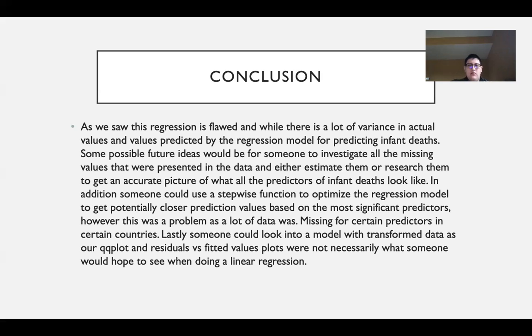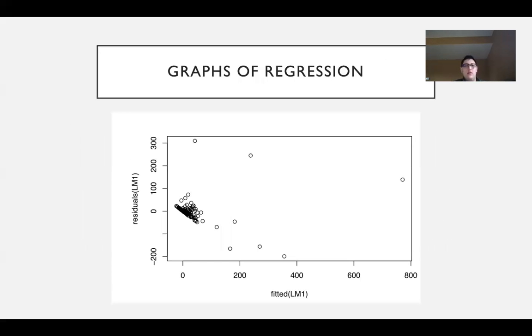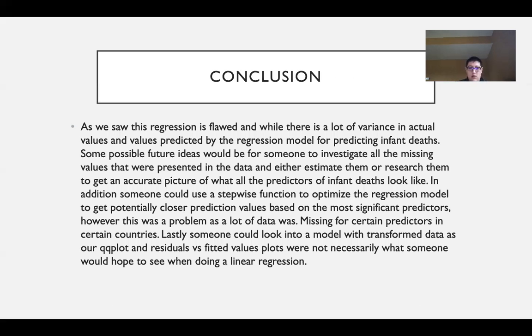Lastly, someone could look into a model with transformed data. Like we said before, with the fitted values versus residuals plot, somebody could transform the data to make it less correlated. This has been done by log transformation. Sometimes you can get away with just transforming the Y value, and sometimes you have to transform X and Y. At the end of the day, the model was kind of disappointing just due to the fact that there was a lot of variance and it wasn't super accurate in being able to predict infant deaths. Hopefully if somebody decides to investigate this in the future, they can get more information and possibly make it a more accurate model.